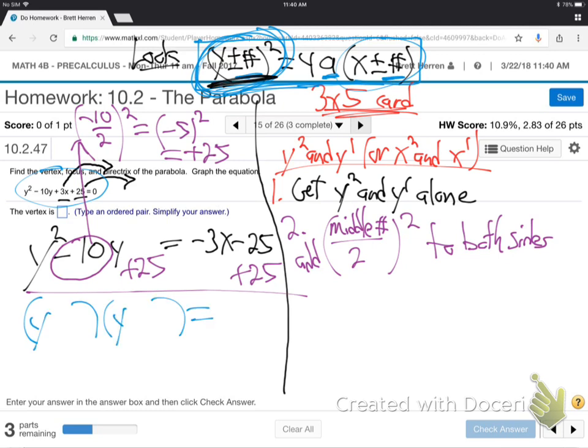What two numbers multiply to be positive 25 and add to be negative 10? What times what is 25 and adds to be negative 10? Negative 5, which means it's y minus 5 squared. See how it did it? It made that left side a square. You see that? It'll do that every time. That number is the completing number.